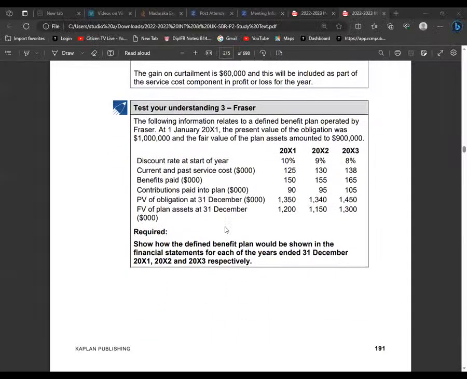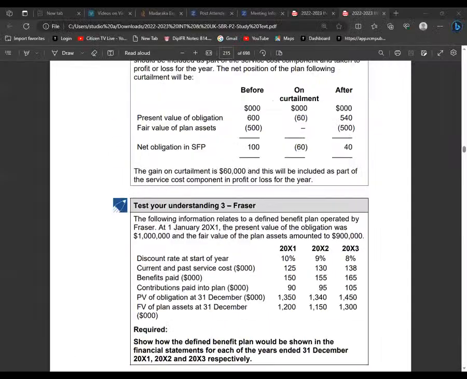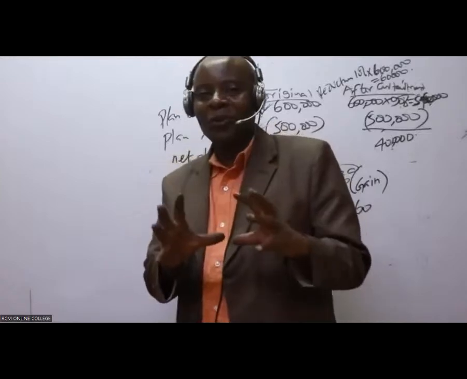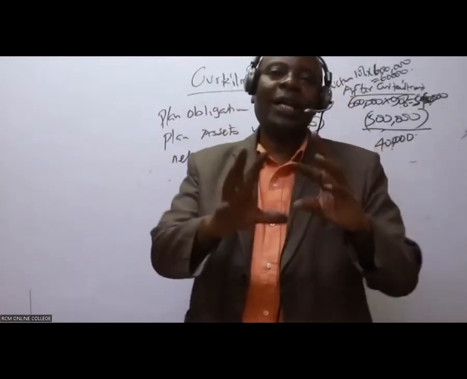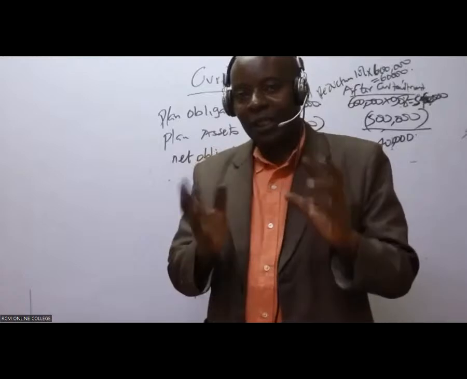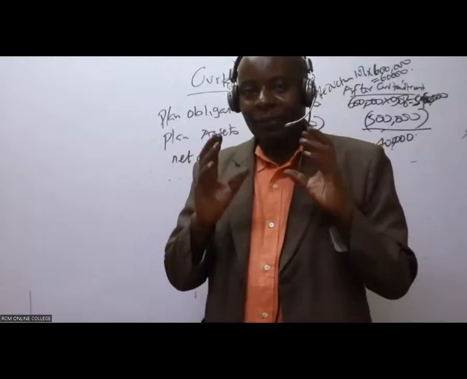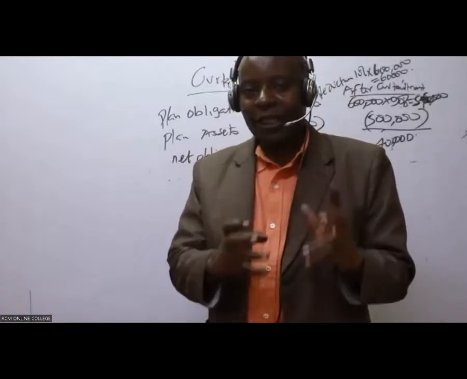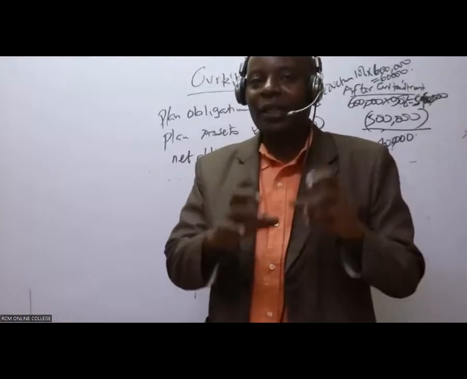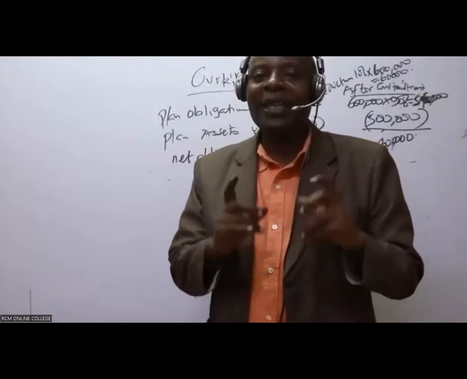So this is very, very important here. The gain on curtailment is 60,000, and this will be included as part of the service cost component in the profit or loss for the year. Actually, I don't even want you to go to the mathematics of this. I simply wanted to bring about, because of theory, this concept of curtailment, for you to know what curtailment is. And for example, if we have gains or losses on curtailment, we are going to adjust the service cost that we have in the P and L.